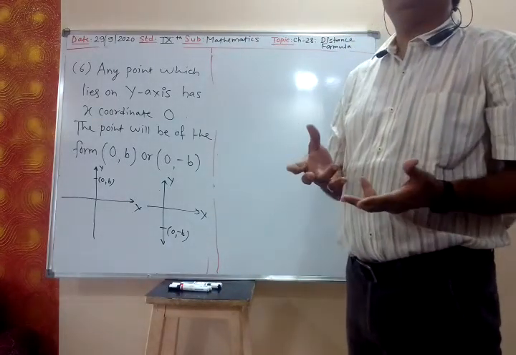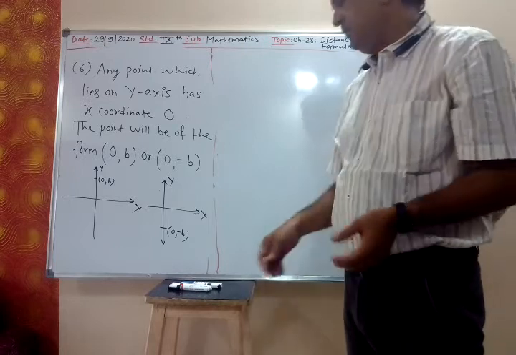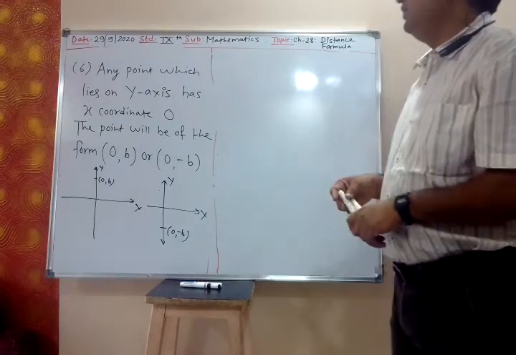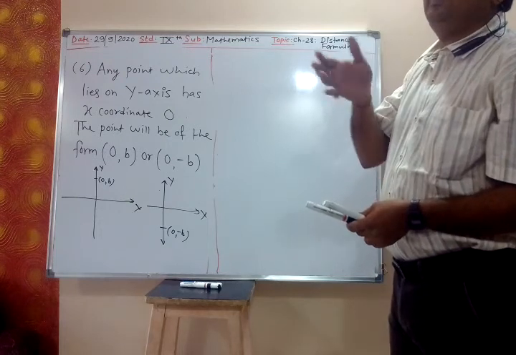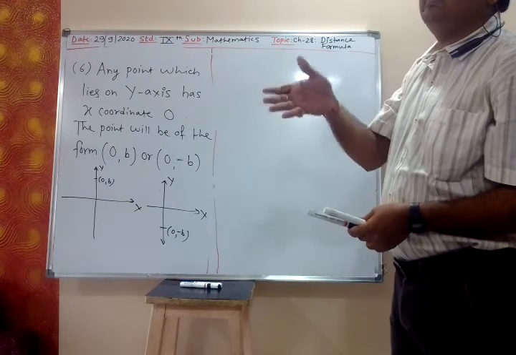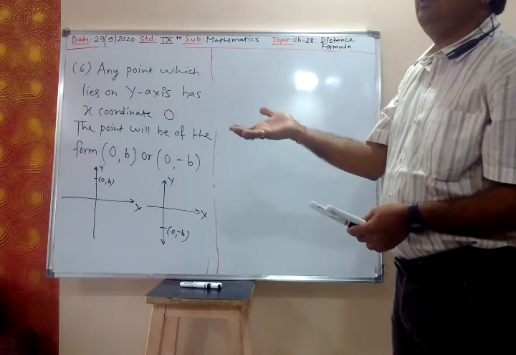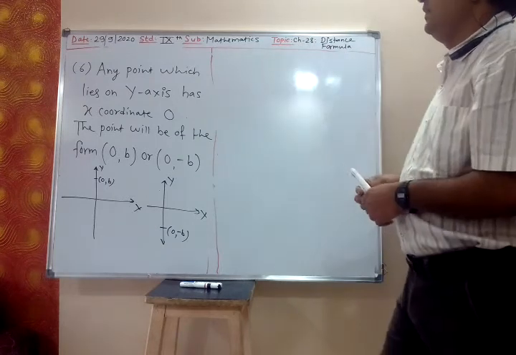If both the coordinates are 0, then it is the origin. If one coordinate is 0, if the first coordinate is 0, it is a point on the y-axis. If the second coordinate is 0, it is a point on the x-axis.